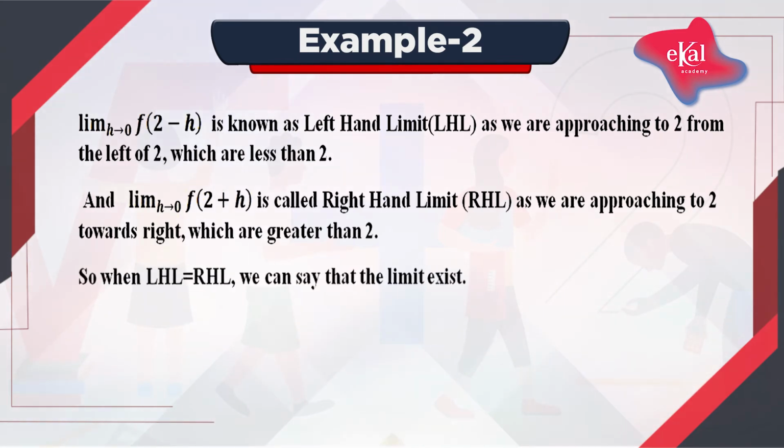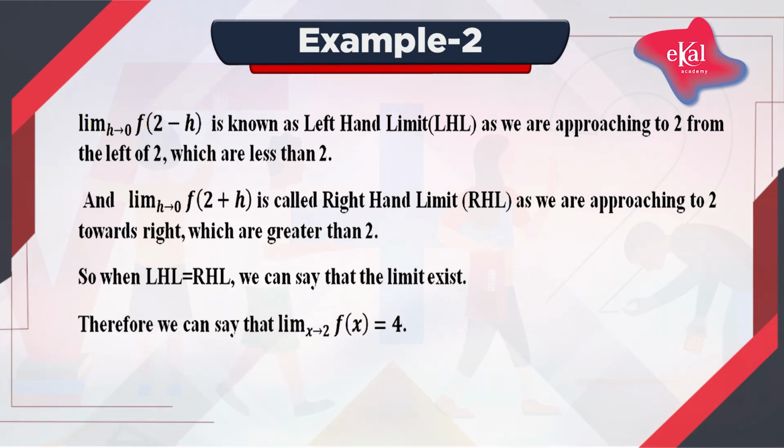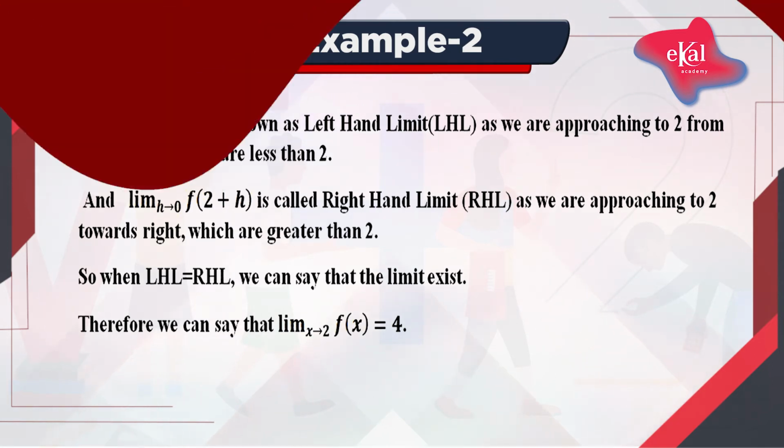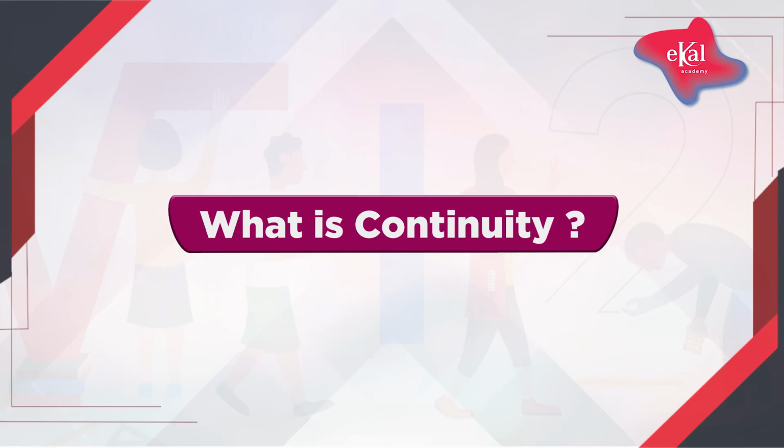So the idea of limit is when these two limits, left hand limit and right hand limit, are equal, I can say that the function has got a limit, or the limit exists. So we can say that limit x tends to 2, f of x is equal to 4 in this example. I hope now you understood the meaning of limit. Now using this concept, we can understand what is continuity.